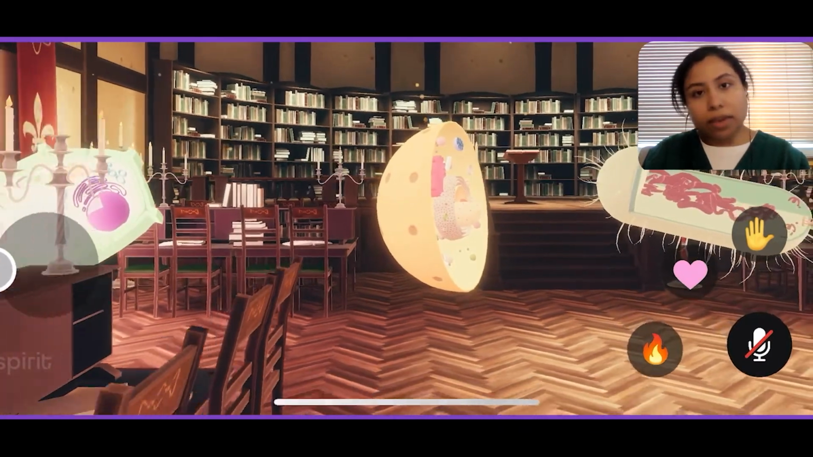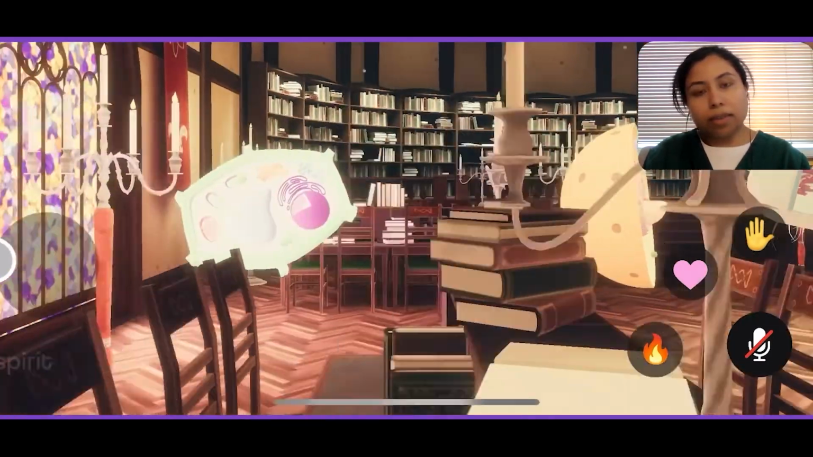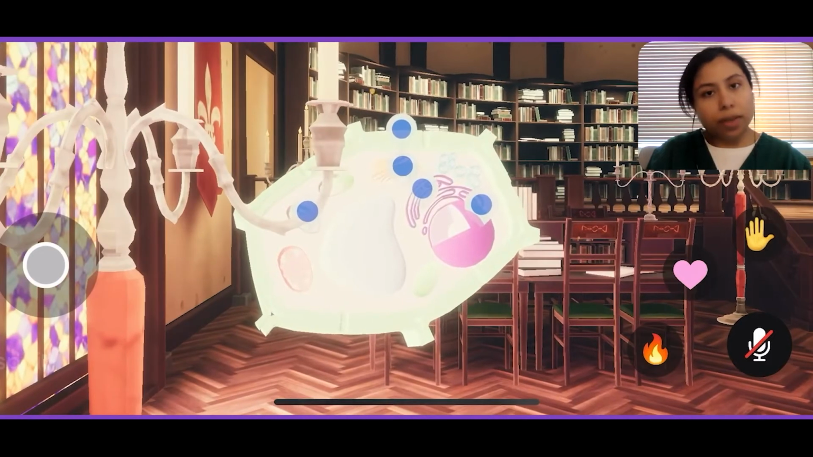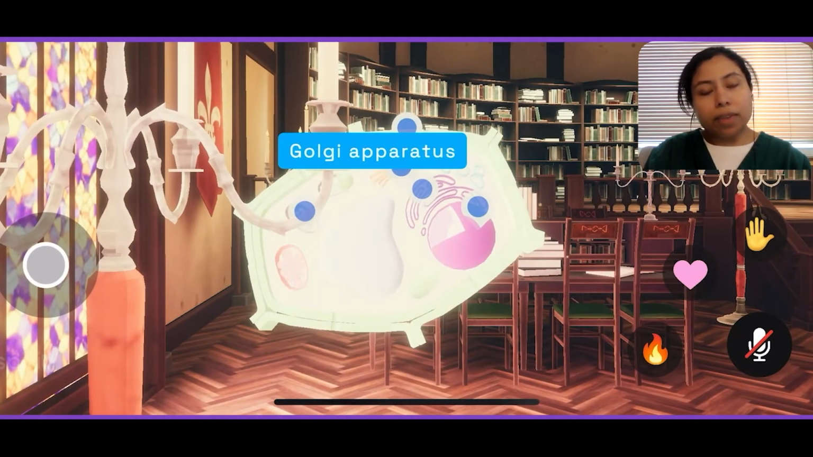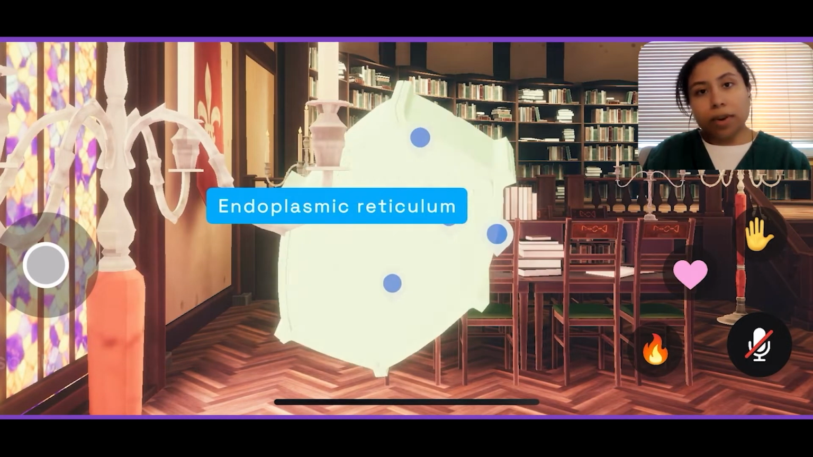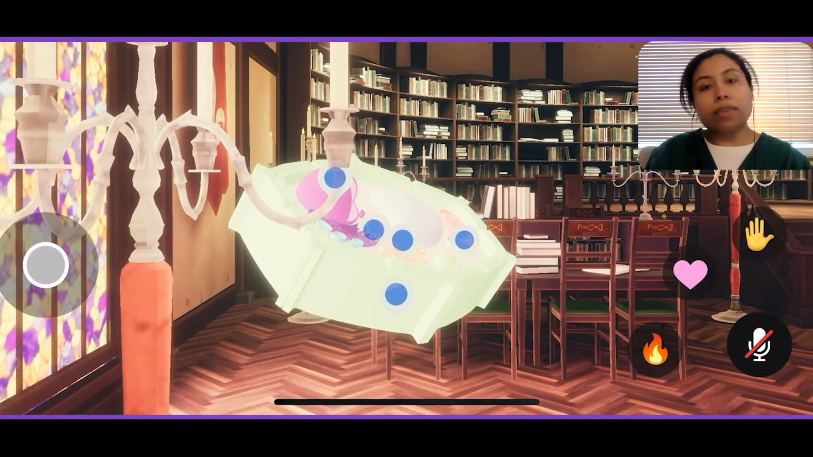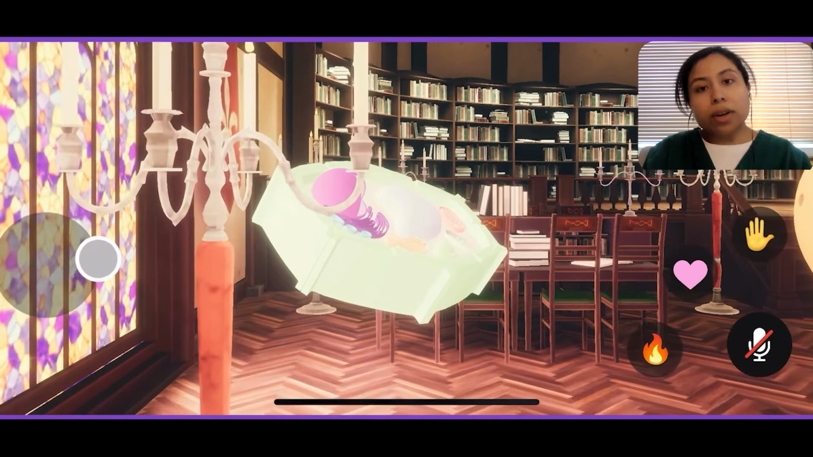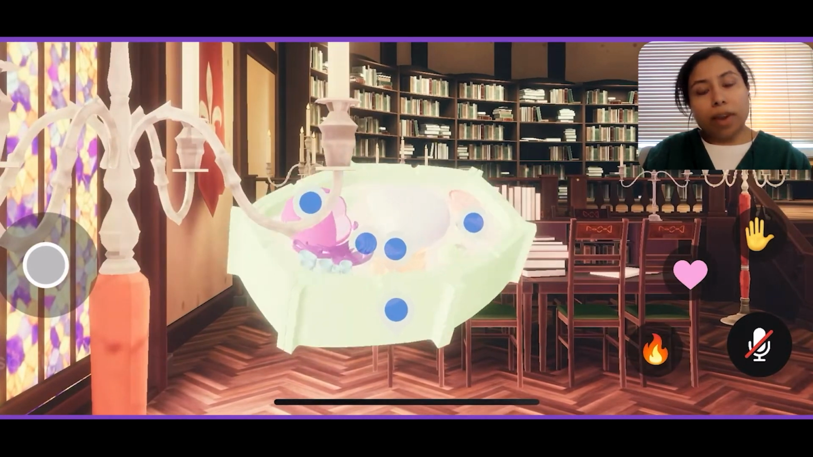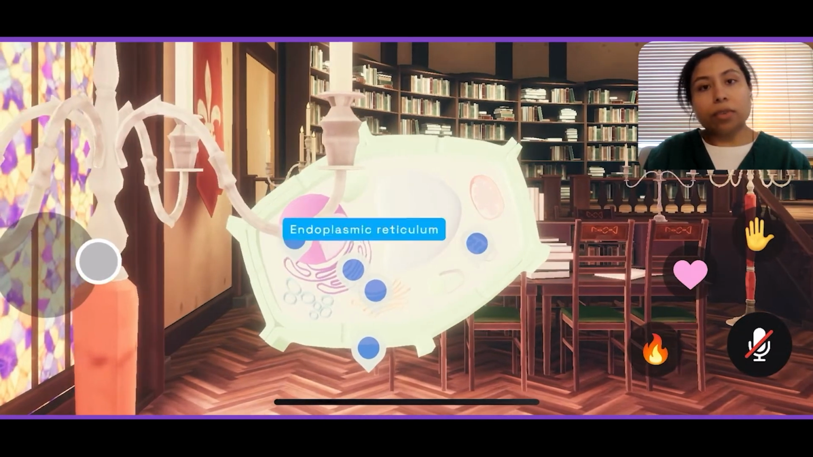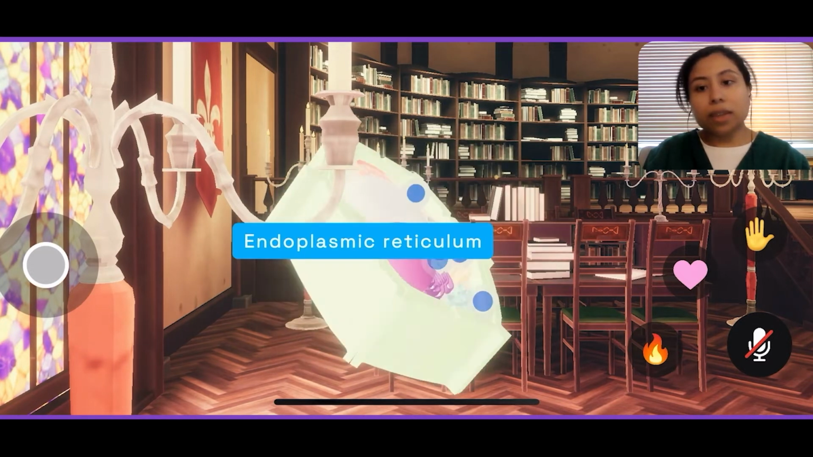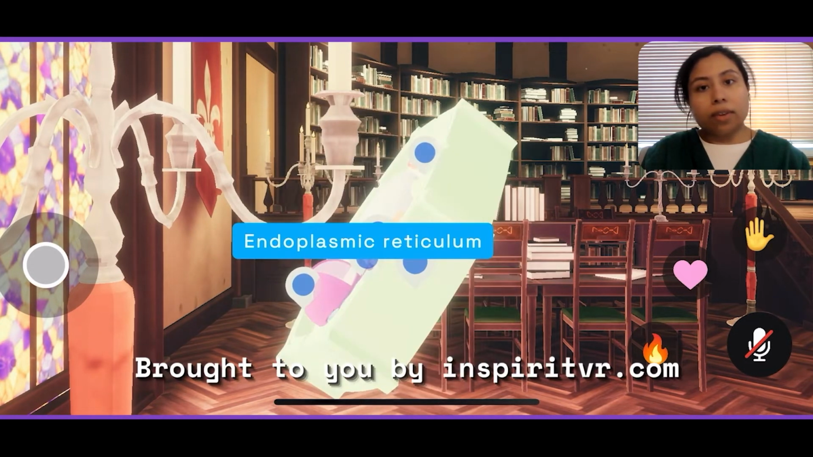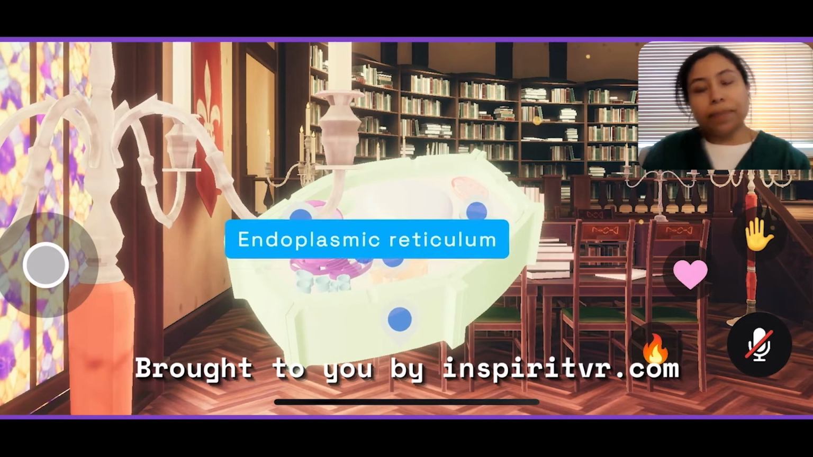The endoplasmic reticulum is divided into two parts, the smooth and the rough, abbreviated as ER: smooth ER and rough ER. Rough ER is for protein synthesis. It has these ribosomes. Also, there is the Golgi apparatus, which is able to modify these proteins in one way or the other, and then transfer them out of the cell.